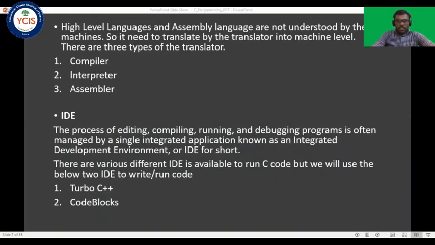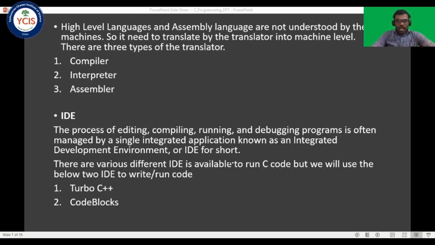As we see, high level languages are not understood by computers directly. So we require a piece of software which converts that high level language into the machine level language that the computer can understand very well. So basically there are three main types of translator. One is the compiler, second is the interpreter, and third is the assembler. Compiler and interpreter are used to convert high level language to machine level language.